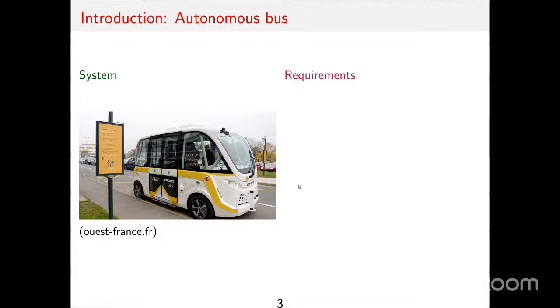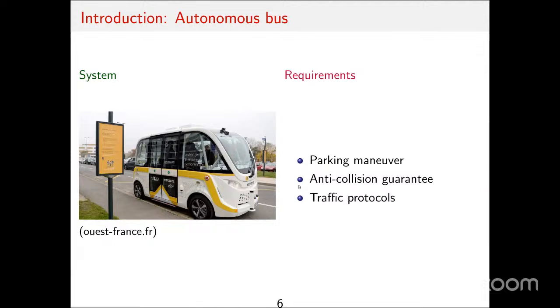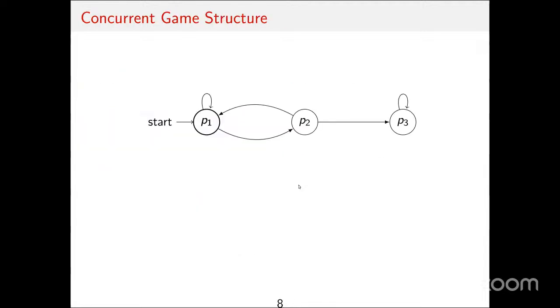the shuttle. So for instance, that it can perform a parking maneuver, it can guarantee some anti-collision protocol, and it respects the traffic. And the idea is you want to model everything in mathematics. So the model of the system will be a game because it has to interact with its environment. The games we will consider are concurrent game structures.